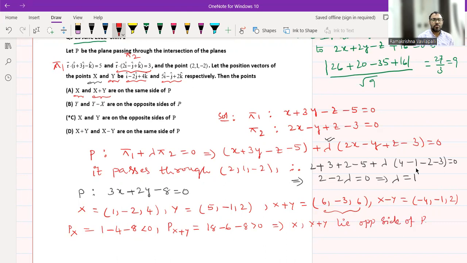Let us check. Now what is x and y? So what is p of y? Let us check p of y immediately. Substitute these coordinates. You will get 15 minus 2 and minus 8. So you got a positive value. Which means that x comma y are on the opposite sides of plane pi. So the option C is matching, fortunately. But you need to check the remaining options also.